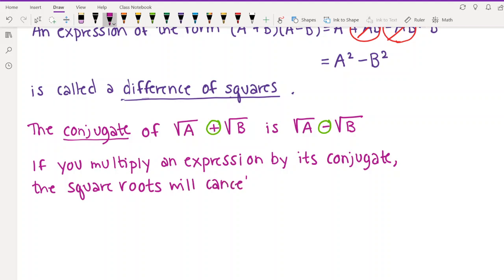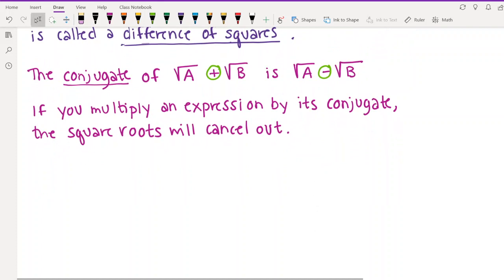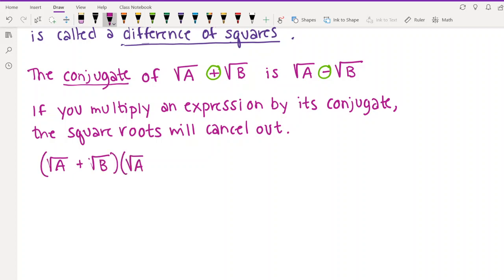So let's just see that in action. If you had, again, the square root of A plus square root of B business, so if you did square root of A plus square root of B times square root of A minus square root of B. So this is a difference of squares, right? We don't even need to write out every single part of it because we know that the middle terms are going to cancel out.